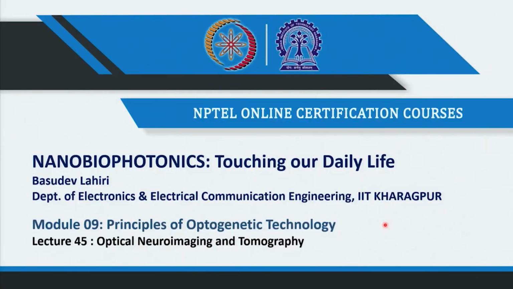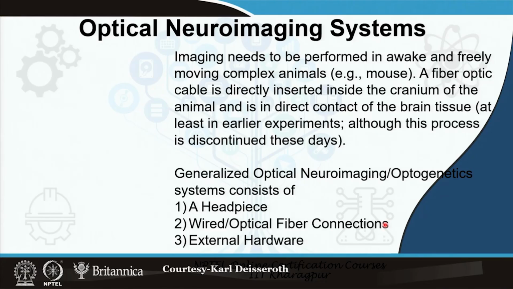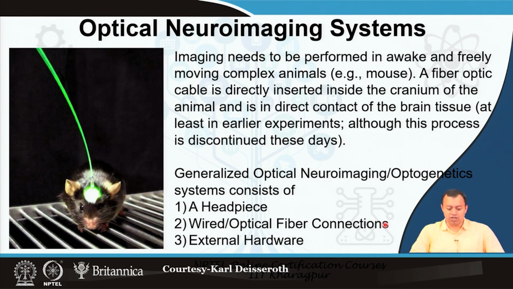So, today we are going to finish the topic of the principles of optogenetic technology, and today we are going to discuss optical neuroimaging and tomography. So, what exactly is an optical neuroimaging system? Right? This is an optical neuroimaging system.